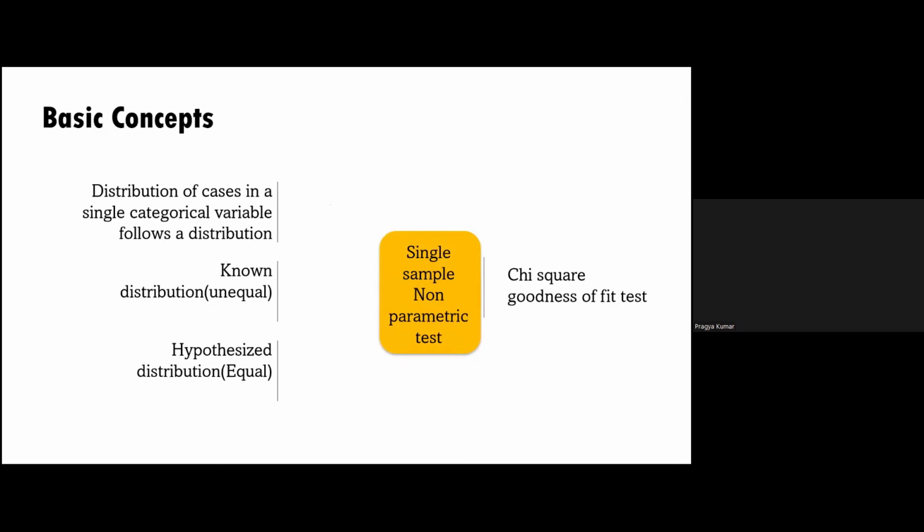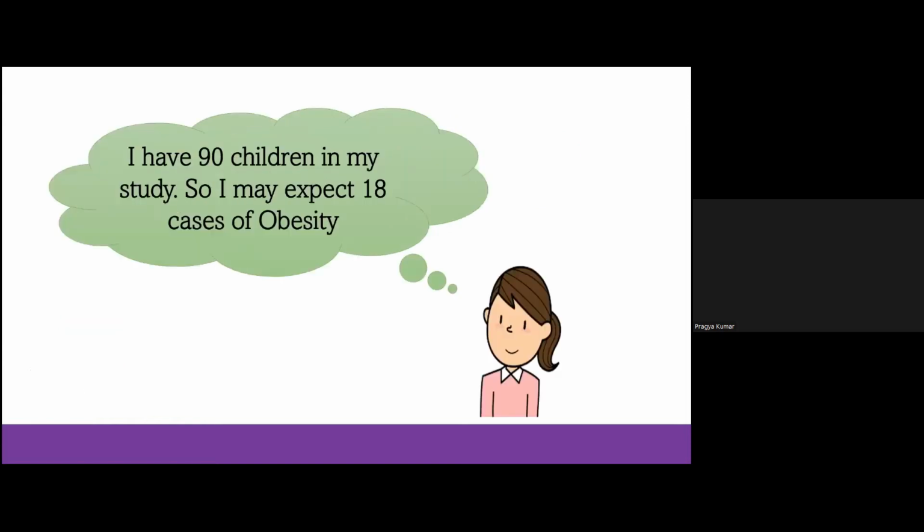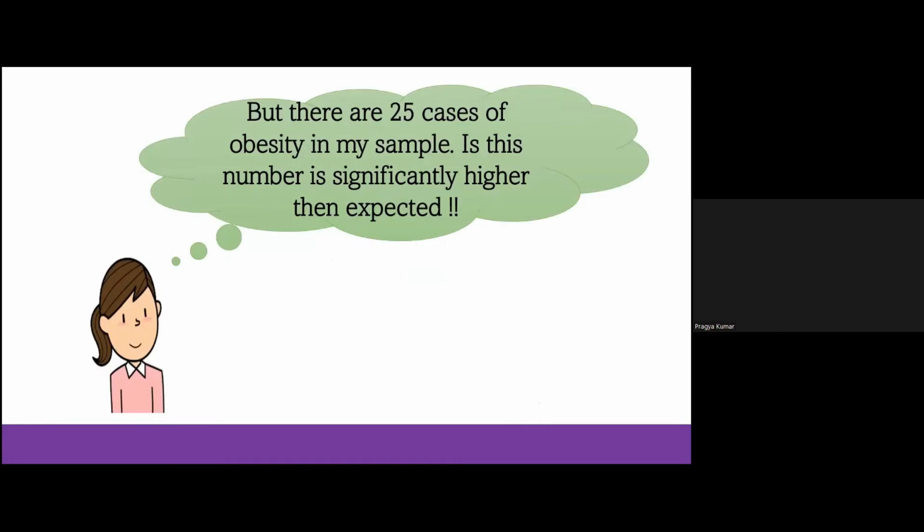Suppose, for example, I say that the prevalence of obesity is 5% in Indian children. I did a study and found that there are 90 children in my study. Based on the prevalence in India, I would expect that out of 90, there would be 18 cases of obesity. But there are 25 cases of obesity in my sample. I just want to know whether this number is significantly higher than the expected or not.